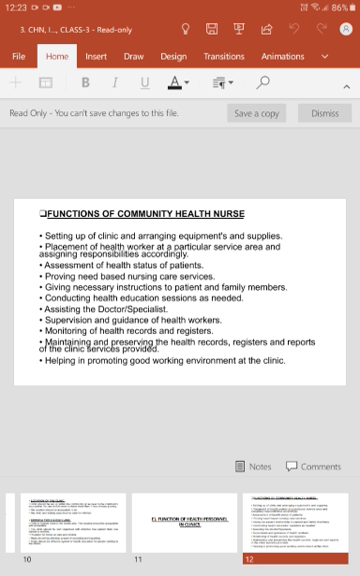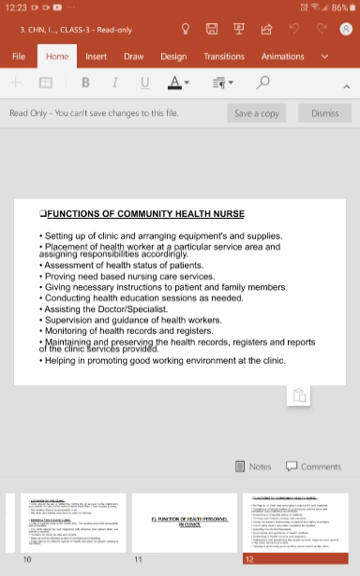Then we have to go for assisting the doctors or specialists. When the doctors come, we take the files and go on rounds, so we have to assist the doctors as well as the specialists. Then, supervision and guidance to the health workers. Other health workers like ASHA workers are there, so we can give guidance to the health workers in the community.